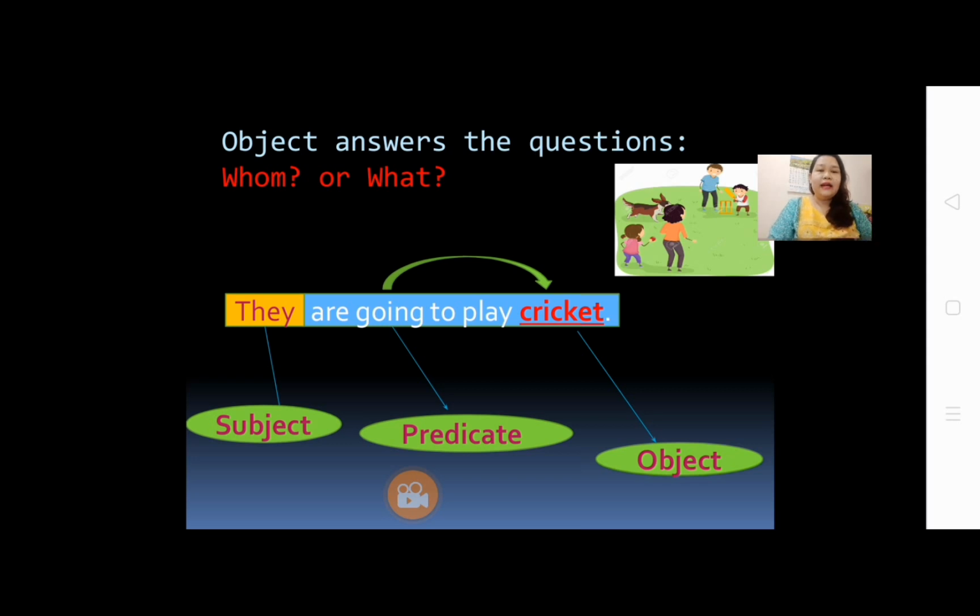Children, remember that object answers questions like whom or what. For example, in this given example, if I ask, what are they going to play? Yes, what are they going to play? It is cricket, right? So, cricket is the object. Apart from this, it is also receiving the action done by the subject, they.